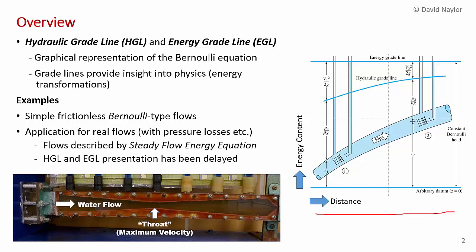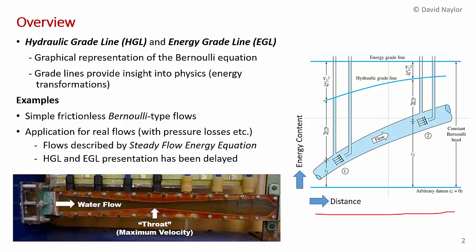And then I'm going to apply these concepts to real flows, so flows with head losses, flows with pressure losses down the pipe. I'm going to show how you can apply it to flow across a valve and even flow through a pump where energy is added. In other words, we're going to apply the concepts of hydraulic grade line and energy grade line to flows that are described by the steady flow energy equation that you learned about in a previous video.